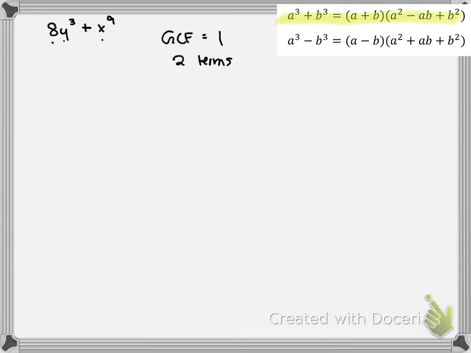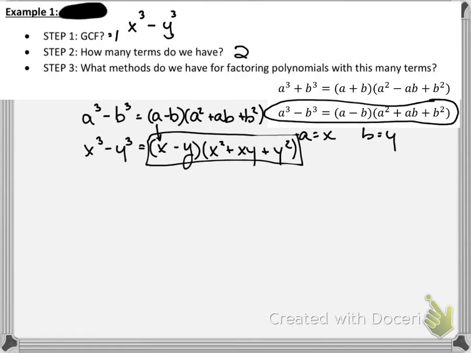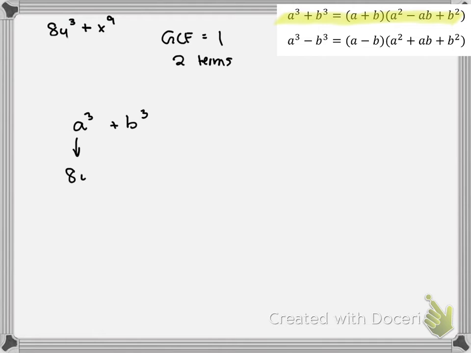Remember, that equation is not going to be given to you, so you have to figure it out. So a cubed plus b cubed, which means that a cubed is 8y cubed, and b cubed is x to the 9th. What we need to do is solve for a and figure out what b is. So a cubed is 8y cubed. To figure out what a is by itself, we need to take the cube root of both of these.